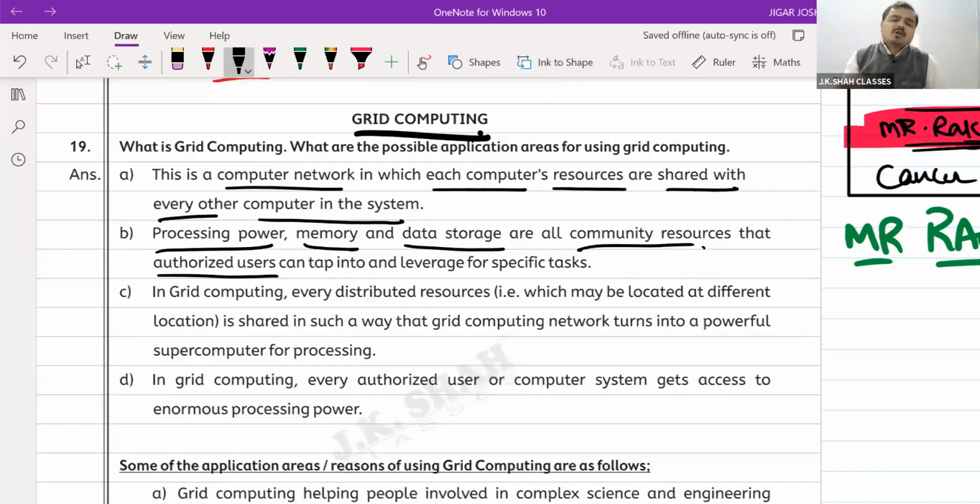Now, in our case, who was the authorized person? We all allowed Mr. Rakesh to use our computer. So Mr. Rakesh becomes the authorized person, who can tap into and leverage. Leverage means utilized for a specific task.